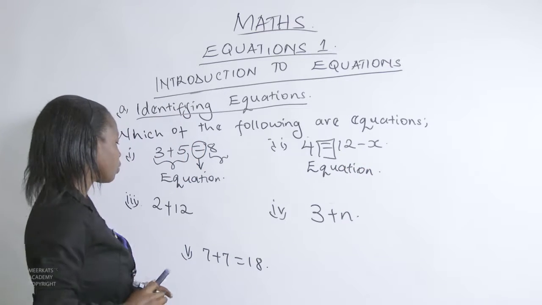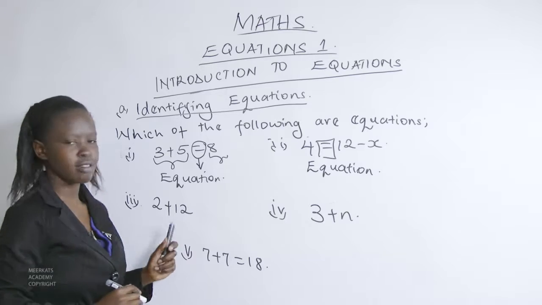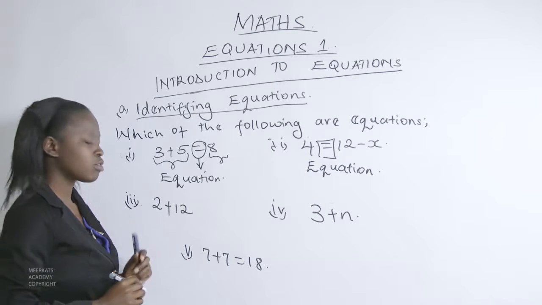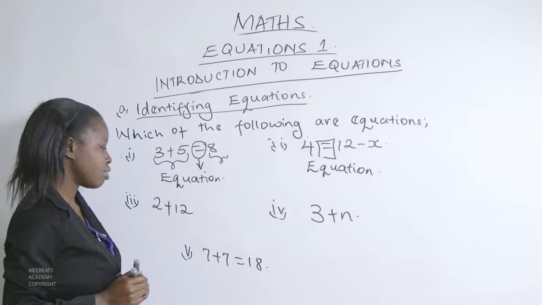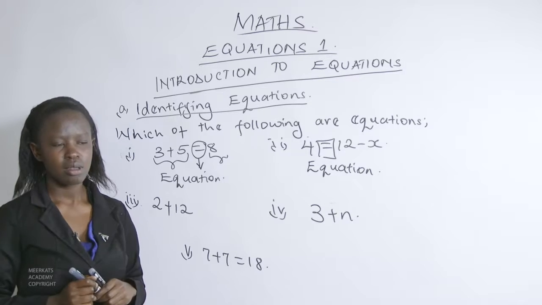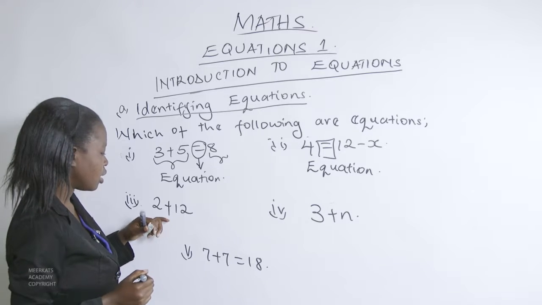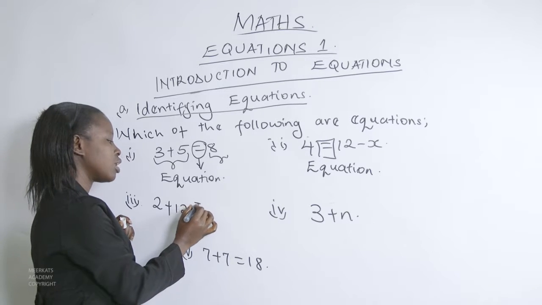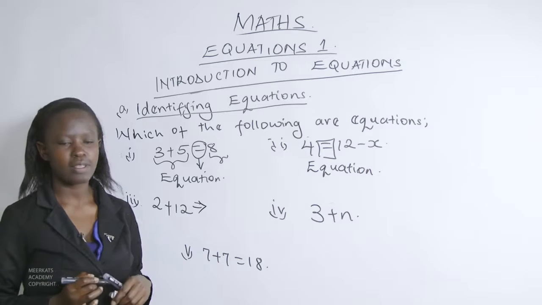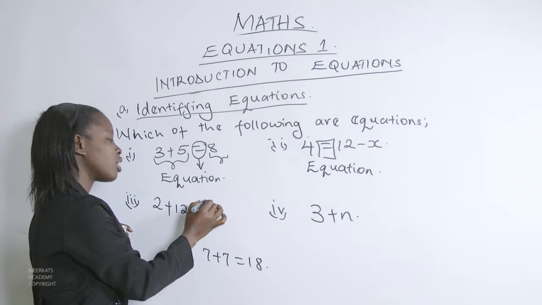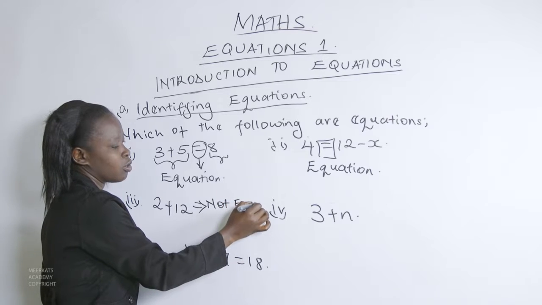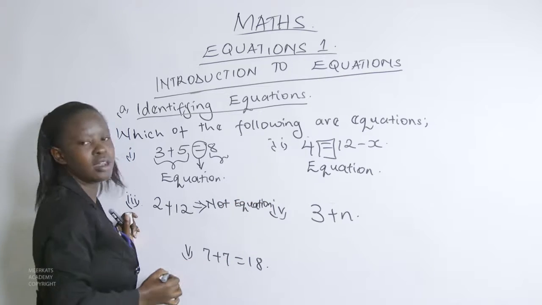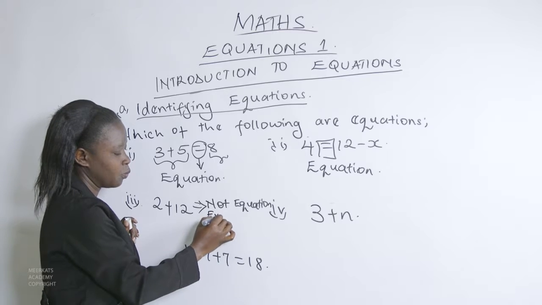The next one, we have 2 plus 12. 2 plus 12 is not an equation because we do not have an equal sign in this sum. So since we do not have an equal sign in this sum, this is not an equation. And if it is not an equation, what is it? So this means that this is an expression.